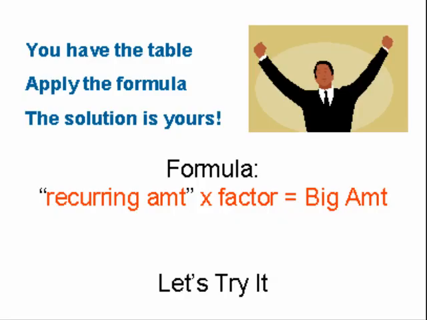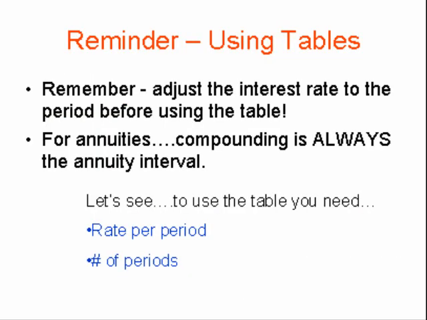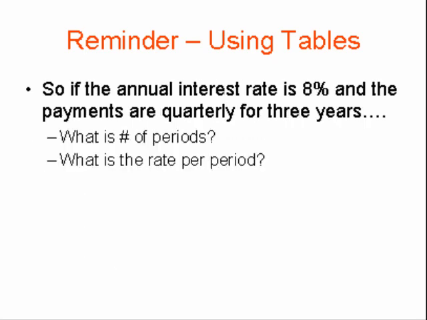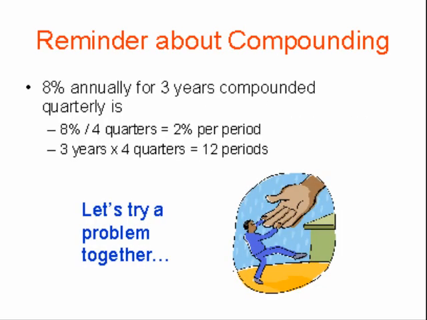No matter which kind you have, you will use the same formula: the payment or recurring amount times the factor equals the big amount. And that factor will either be present value of annuity or future value of annuity, depending on the kind of problem you're solving. Remember that you also have to adjust for compounding, just like you did when you had lump sum problems. The compounding period is the payment interval. How would you do this one? That's right, it would be 2% per period and 12 periods.